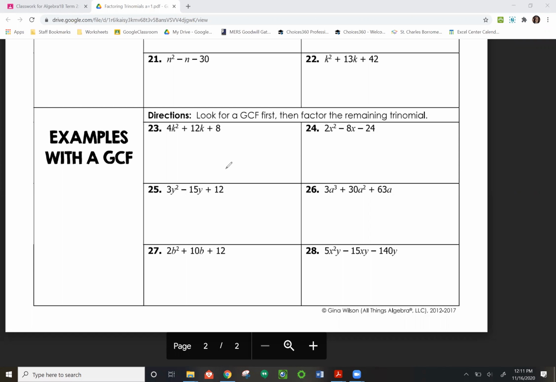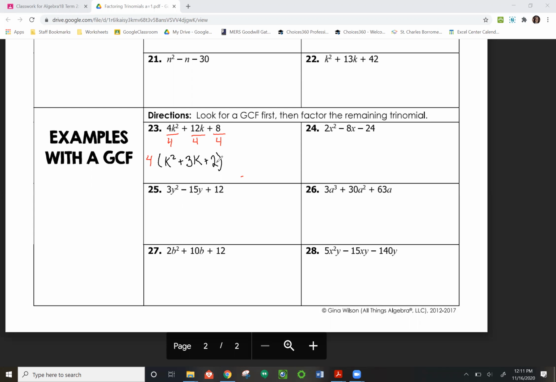So on 23, I have a trinomial where I have 4k squared plus 12k plus 8. Is there any common factor that I can divide evenly out of all of them? Okay, you have to do it out of all the terms. Yeah, I think I can divide a 4 out of all of them. Okay, it does not have any common variables, so we'll just pull that 4 out. And what we will have left is k squared plus 3k plus 2.